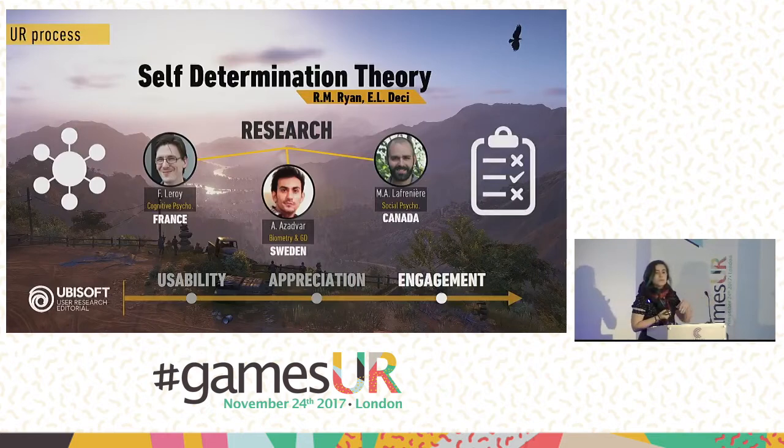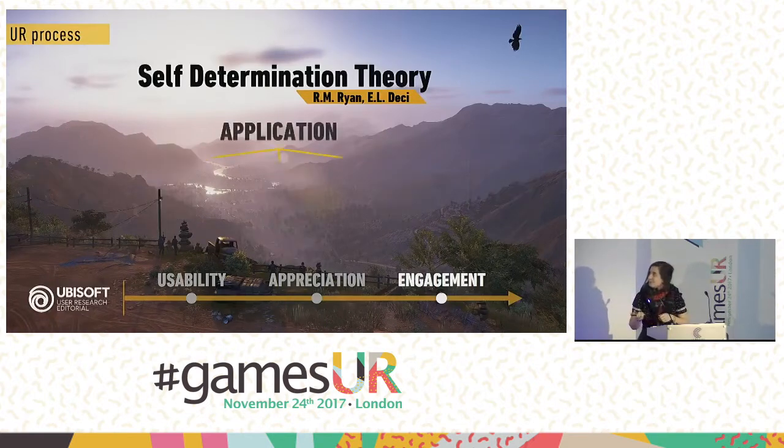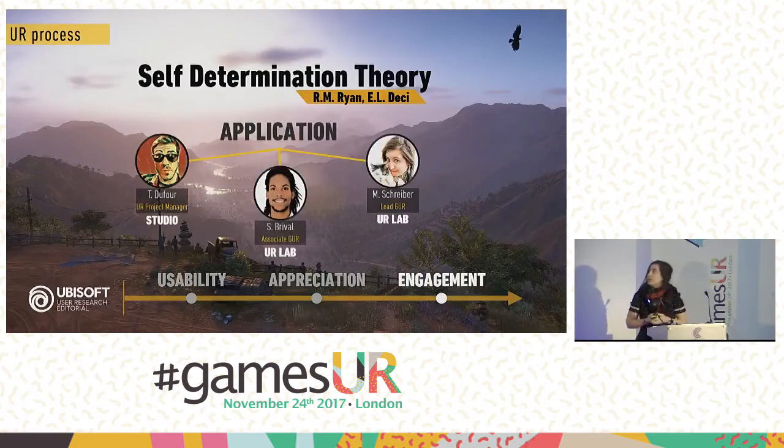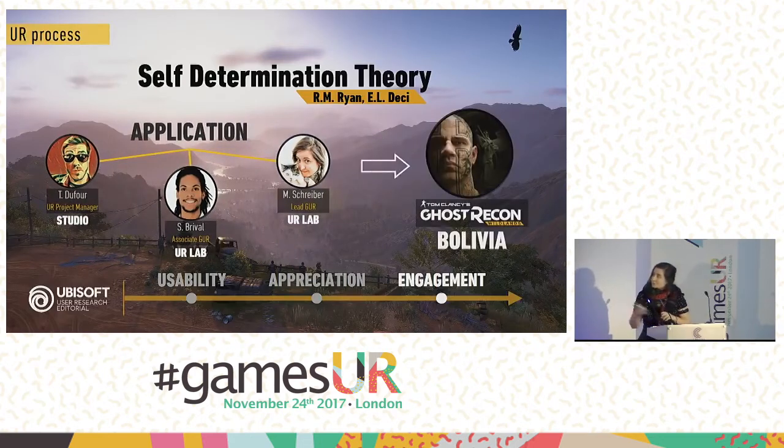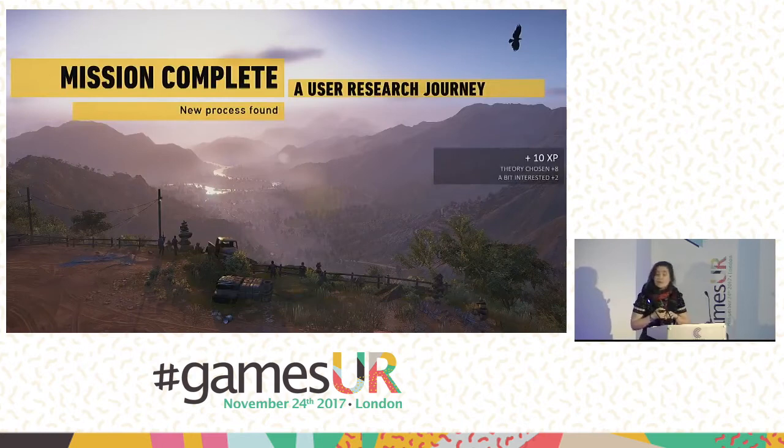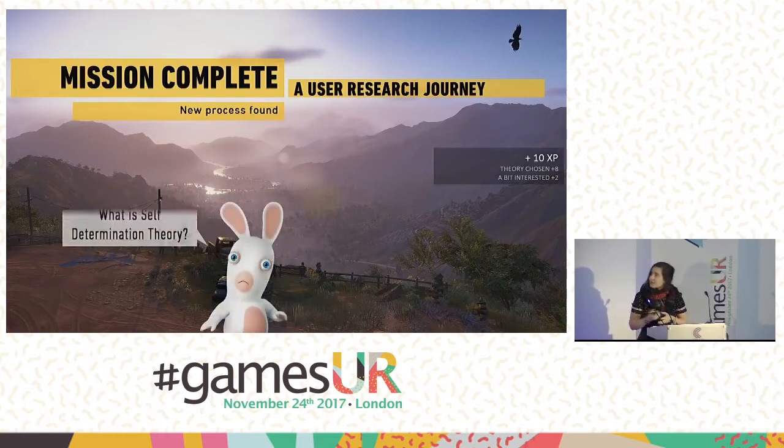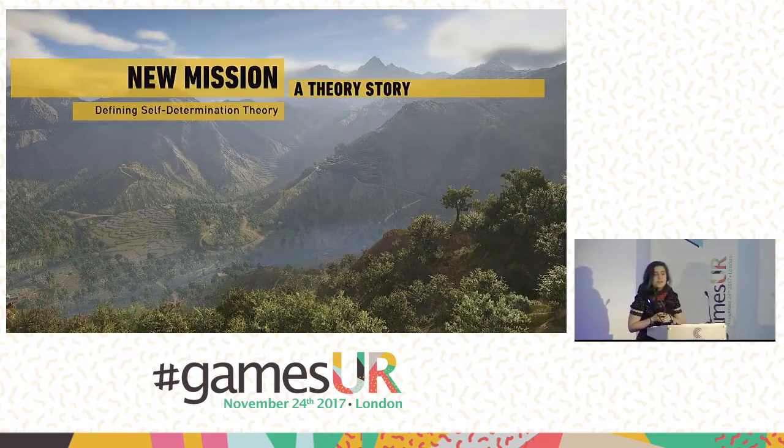And also, from this model, created a questionnaire to assess each of the elements of this theory, and that I will present you a bit again just after. And what we did actually as individuals was to apply this method, so this model and these questionnaires, to the game of Ghost Recon. So, first mission completed. We knew which process we could use. But at this point, what I personally wondered, and what I think most of you could wonder too, is what is self-determination theory? So it was the next mission.